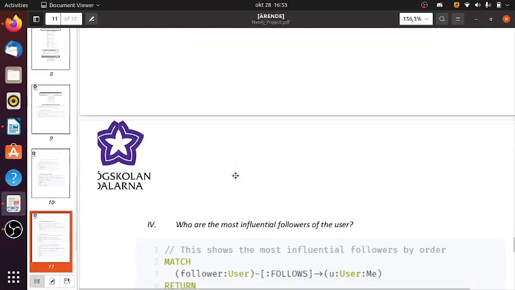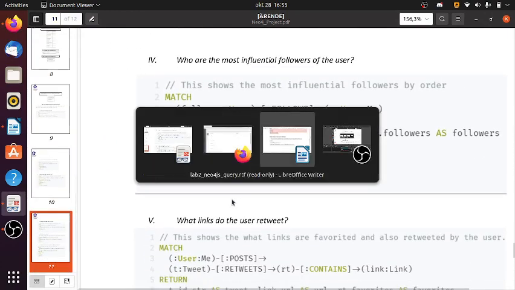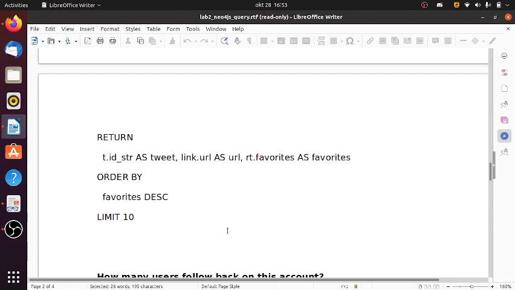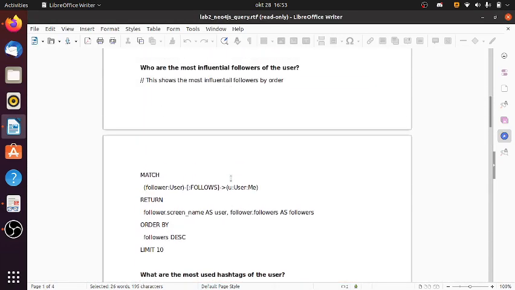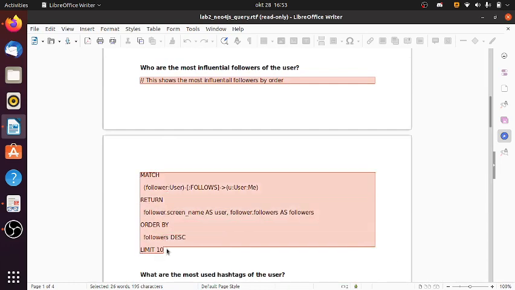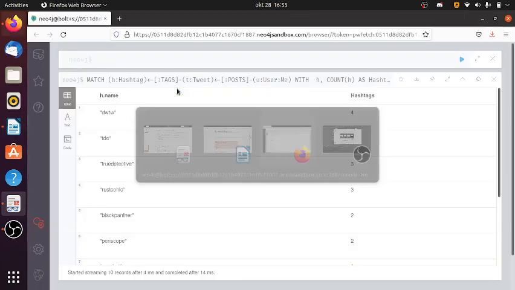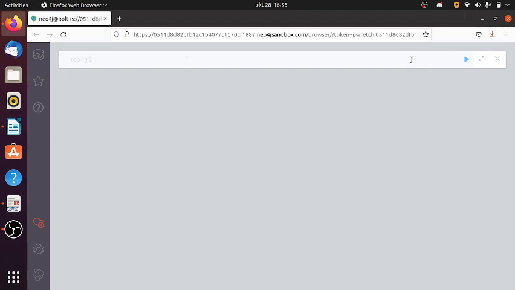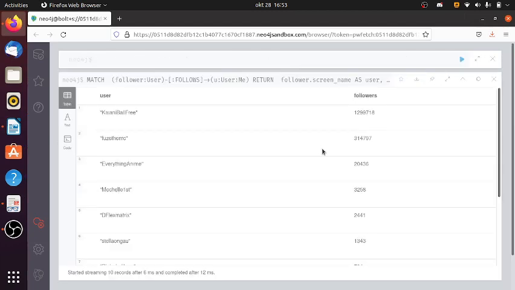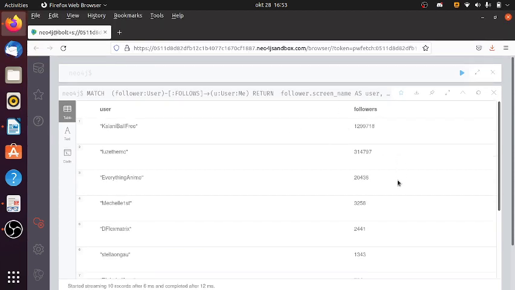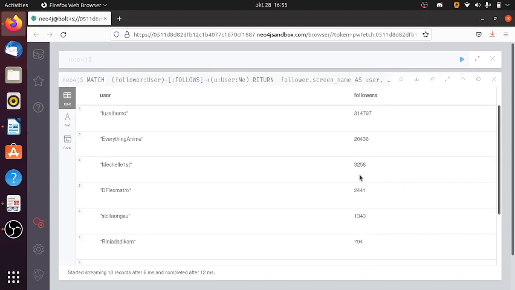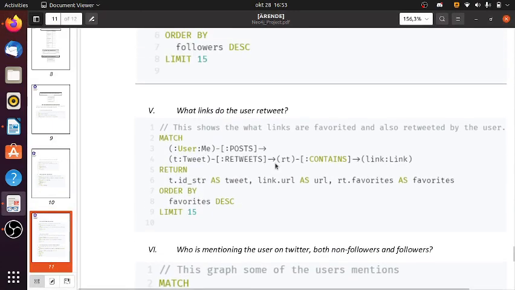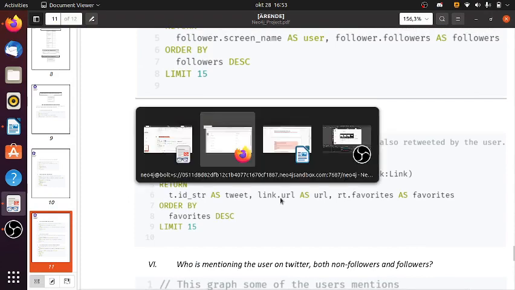If you go to the next part, who were the most influential followers of the user, we see that there, and it basically returned the 10 most influential followers. In order, you can see that Kalani B3 is 1, as we showed earlier in the screenshots, and we see that everything is functional and working. And we move on to the next part, what links the user retweets.